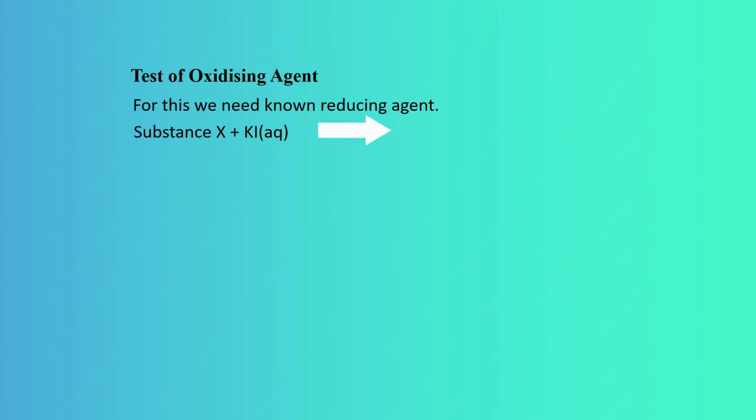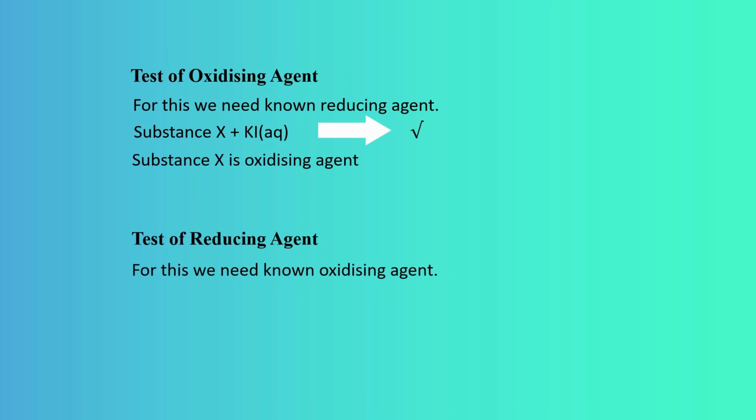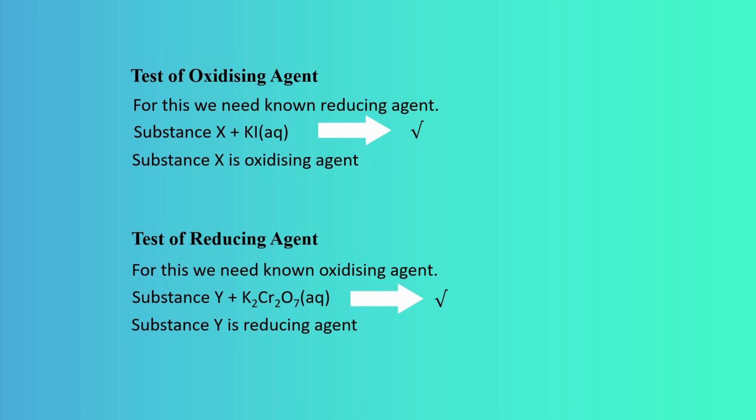Test of oxidizing agent. If we want to test whether a substance is an oxidizing agent or reducing agent, for that we have to use a known reducing agent. If the reducing agent reacts with X, then X must be an oxidizing agent, because an oxidizing agent plus a reducing agent reaction happens, but an oxidizing agent plus an oxidizing agent, no reaction. Another test, of reducing agent. For that we need a known oxidizing agent. We use K2Cr2O7, which is orange in color. We use it with Y, and if the color changes, a reaction happens. Since K2Cr2O7 is an oxidizing agent, Y must be a reducing agent.